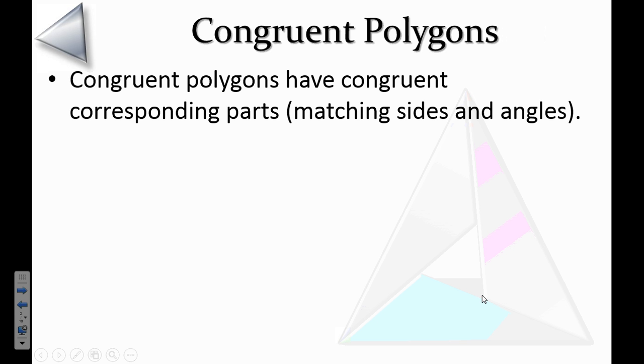Only write down what you need to. Congruent polygons have congruent parts. Their angles match, their sides match. They have the same measure. Our rigid transformations made congruent polygons last chapter.